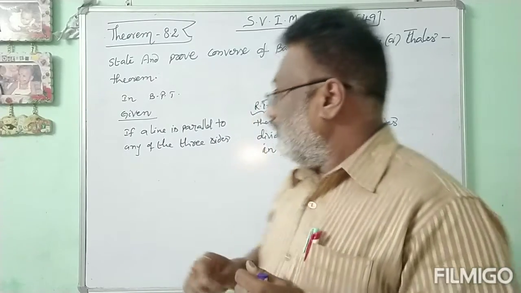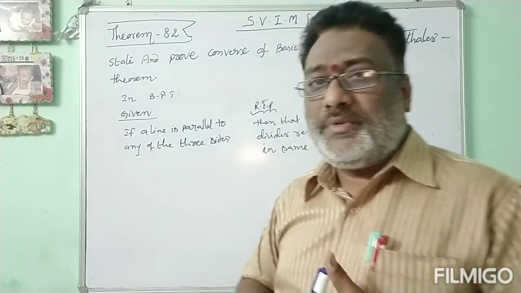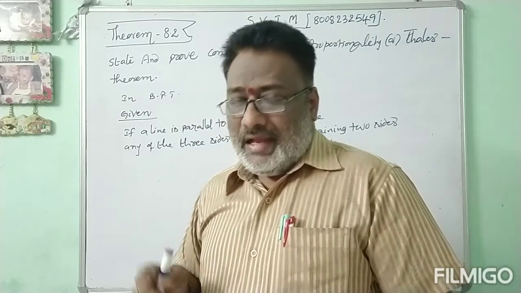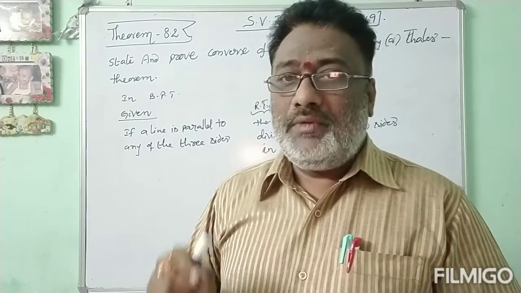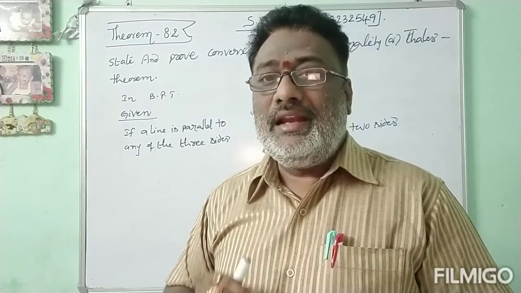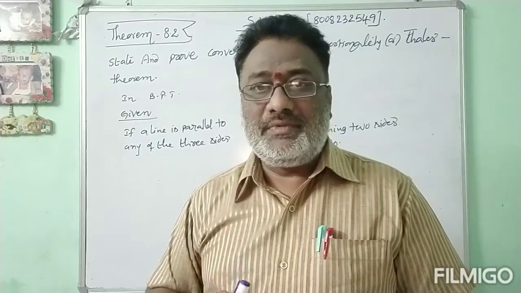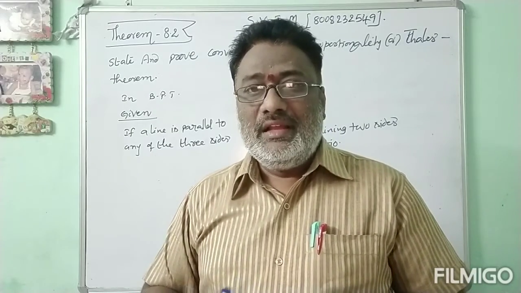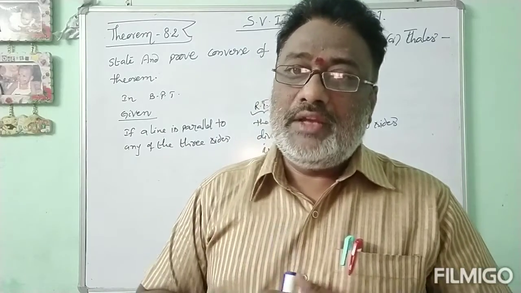Here the statement of the basic proportionality theorem is: in a triangle, if we draw a line parallel to any one of the three sides of the triangle, it divides the remaining two sides in the same ratio. This is the concept of the basic proportionality theorem. So in this concept we need to separate what is given and what is required to prove.